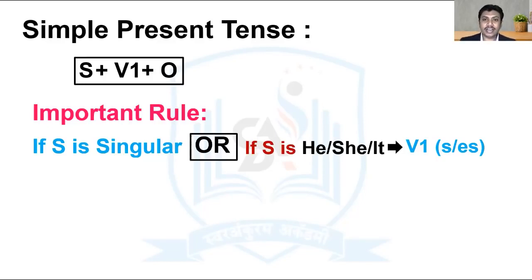If your verb is ending with X, then we will use ES with it. For example, mix, mixes. If your verb is ending with SH, last 2 letters, then we will use ES. Wash, washes. If your verb is ending with CH, then you will use ES. Catch, catches. Then, if your verb is ending with O, there are only 2 verbs. Go, goes. Do, does. Okay.